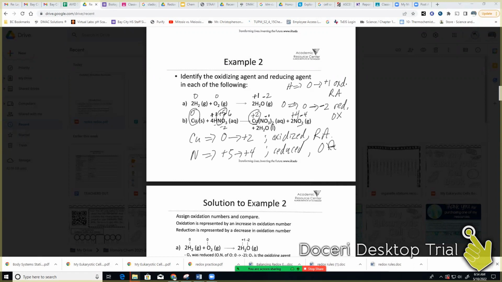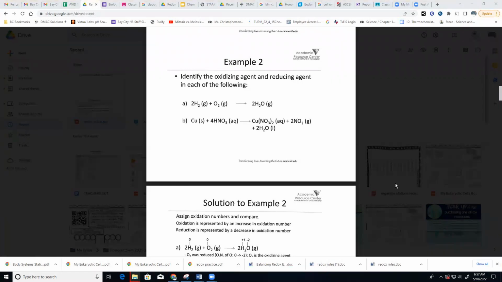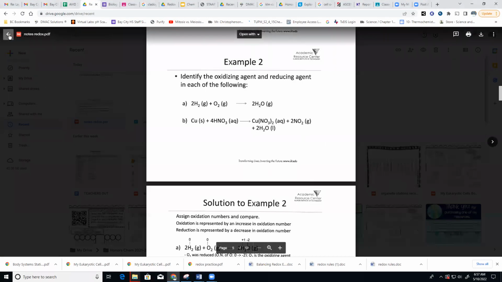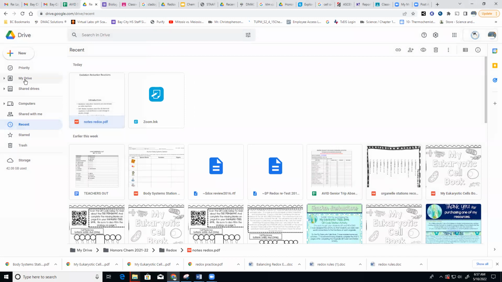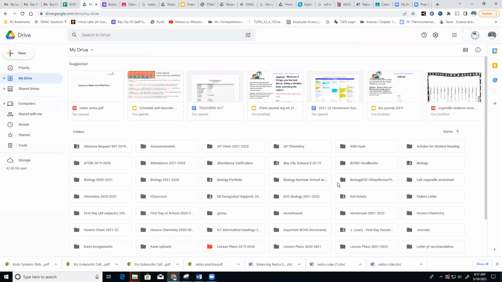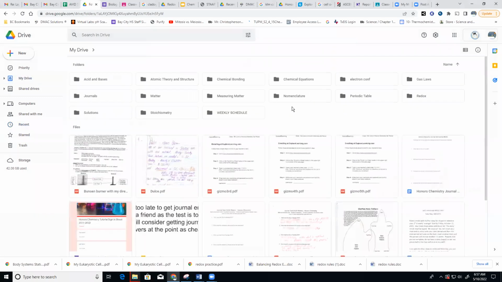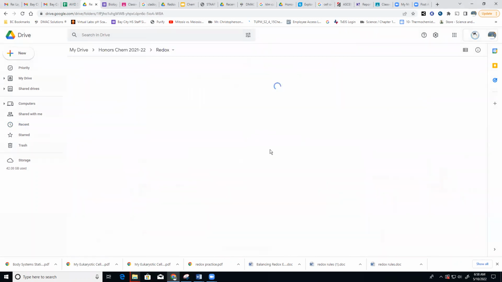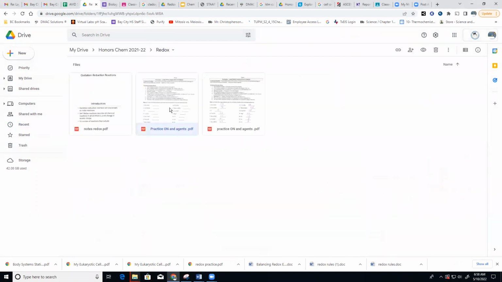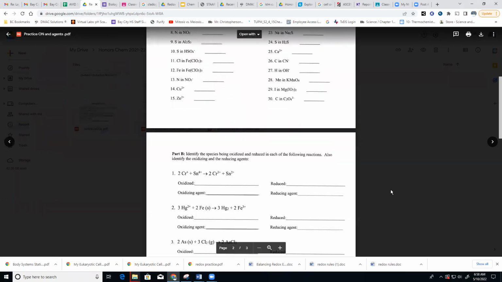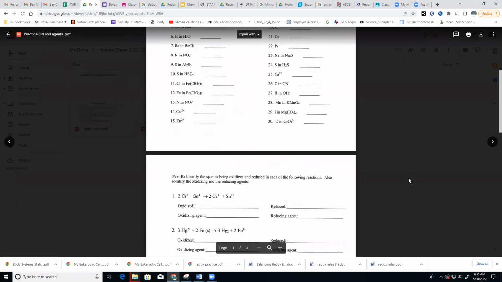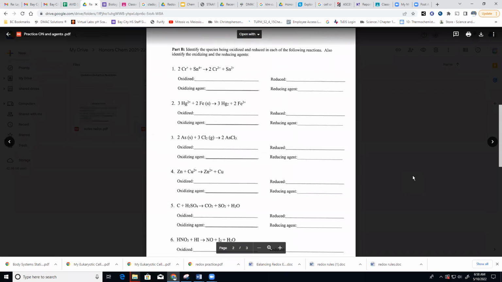All right. And then the next one at the top of that page is just going through that example. I'm going to pull up the practice, hopefully, and we can see if we can look at a couple more of those. All right, this is just all oxidation numbers. So I'm going to look at a couple of them.